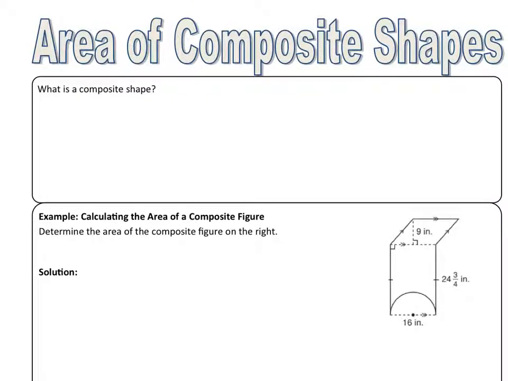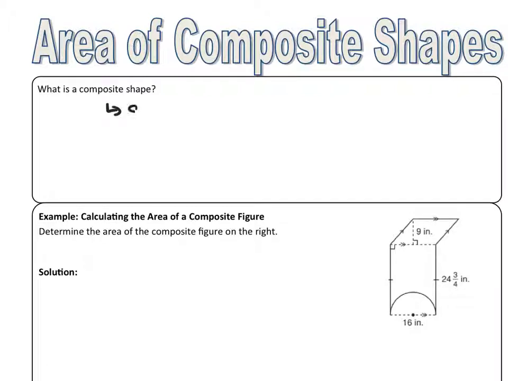Okay guys, this morning we're going to talk about the area of composite shapes. What does that actually mean, and how do we calculate the area of a shape that's not a simple square or triangle? So what is a composite shape? What do I mean by that?